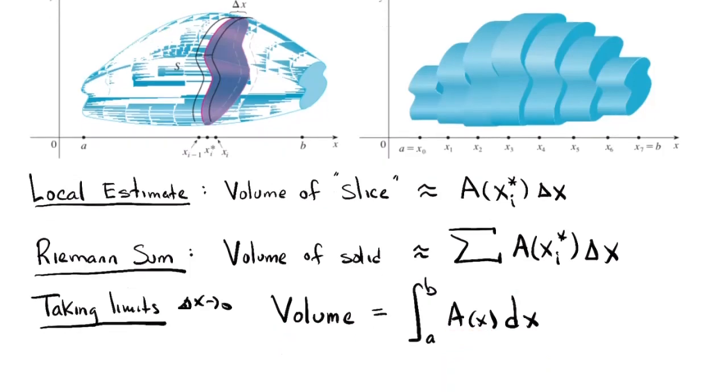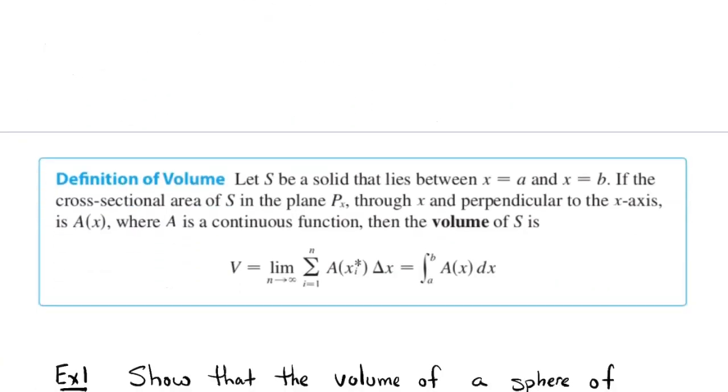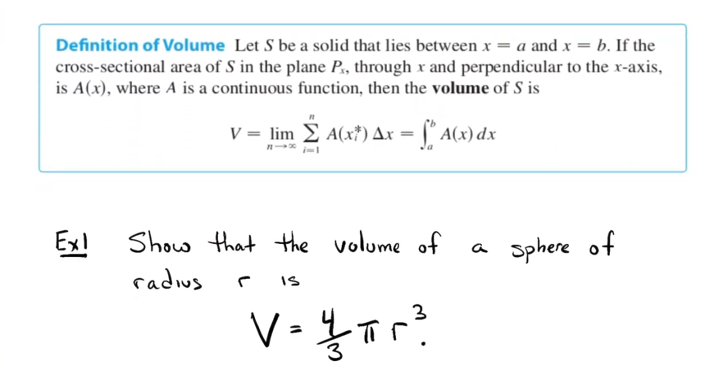Cool. Let's take a look at an example. Let's state this formally from the book. This is the definition that we're going to take.